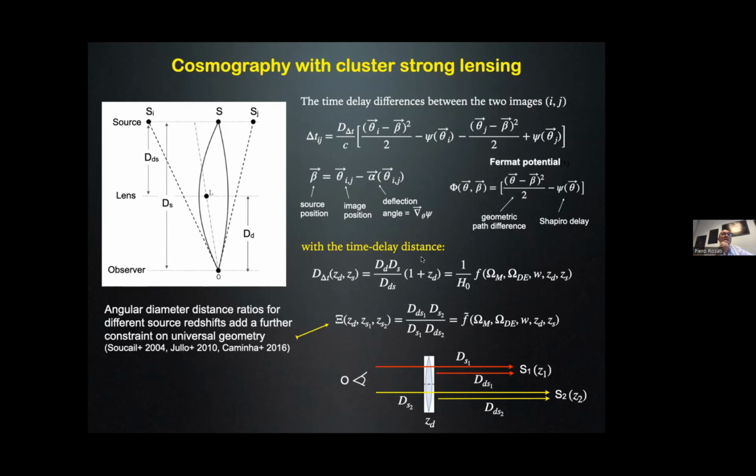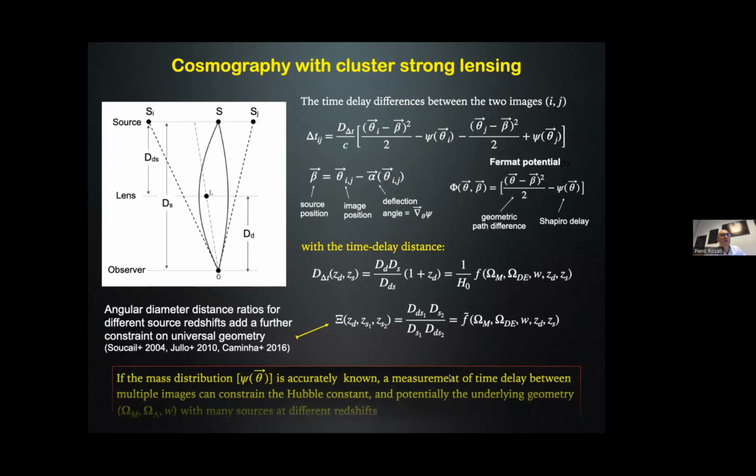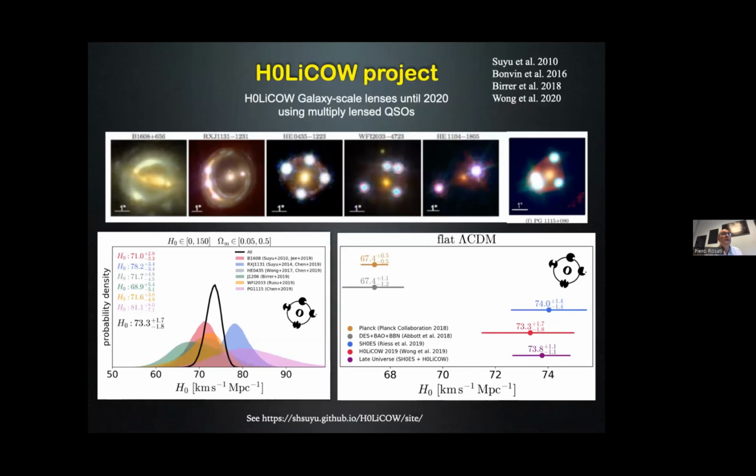So you can use the distance ratios, which don't depend on H0 but do depend on the cosmological parameters, on the underlying geometry. The combination of these two things can potentially allow us to measure both H0 and the cosmological parameters. And again, the most important thing is that you can model the mass distribution, and I showed you that in some cases we can do this quite accurately. This is work which is well developed for cluster galaxies.